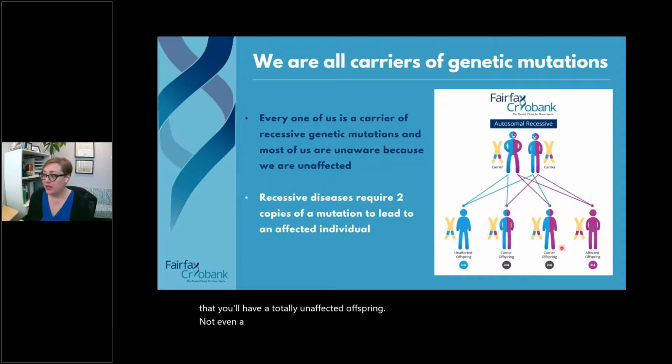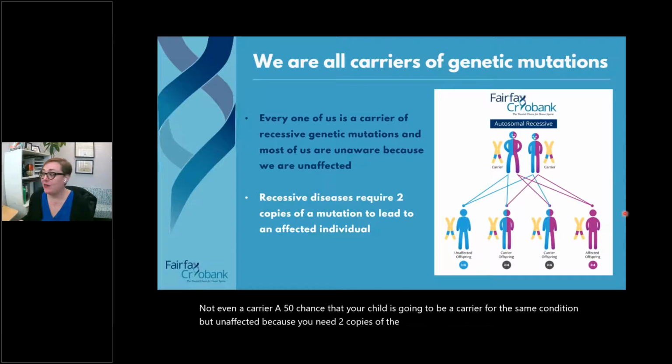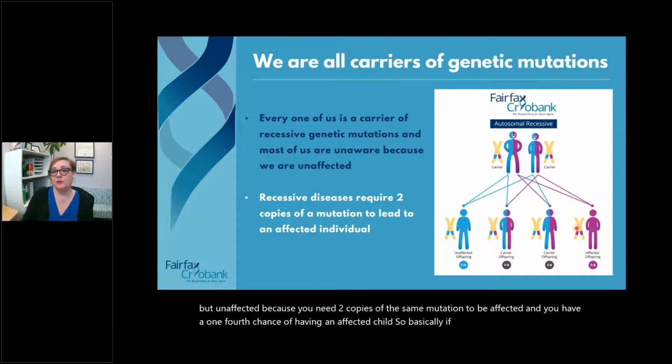A 50% chance that your child is going to be a carrier for the same condition, but unaffected, because you need 2 copies of the same mutation to be affected, and you have a 1 in 4 chance of having an affected child. So basically, if you and the sperm donor are both carriers for the same disease, you have a 25% chance of having an affected child.